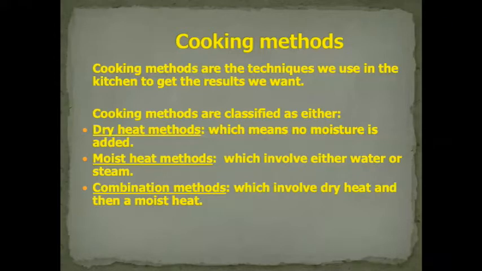Dry heat methods are methods in which no moisture is used, although some kind of oil is used in dry heat methods. Moist heat methods are those in which either water or steam is used. So any kind of cooking which involves water or steam is a moist heat method. You'll find in the southern part of India, moist heat methods of cooking are far more common.